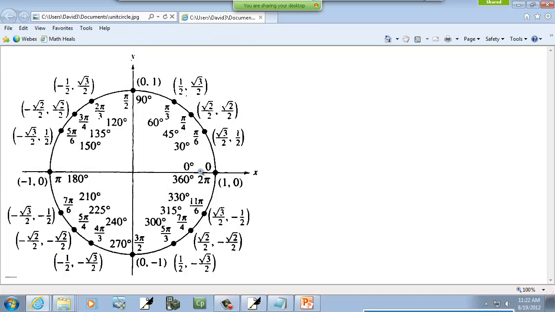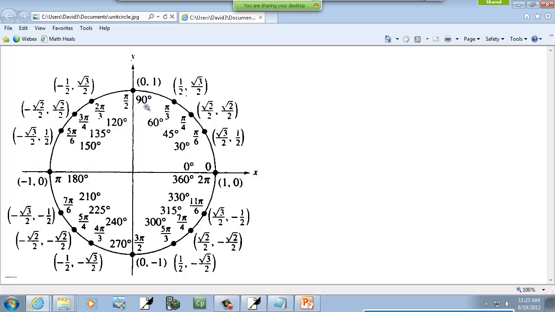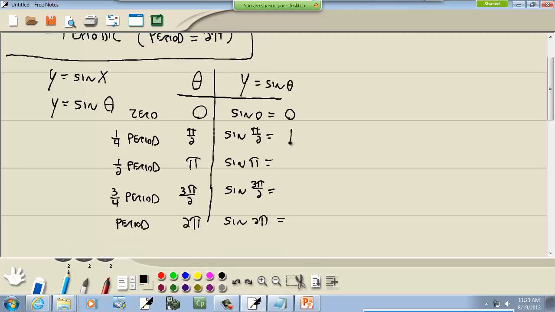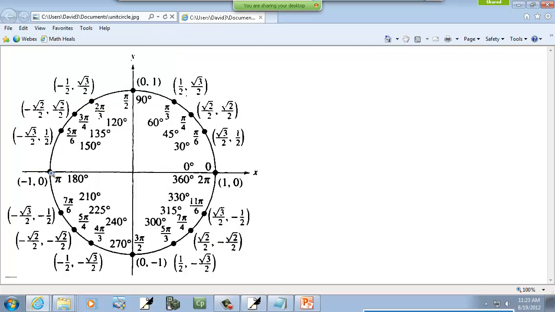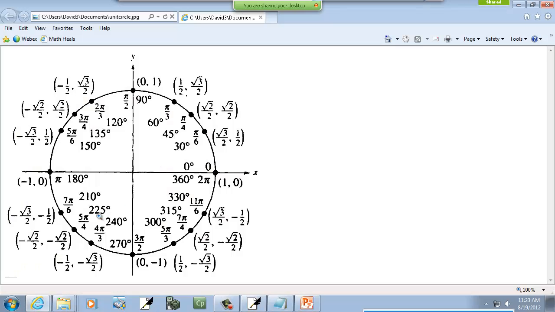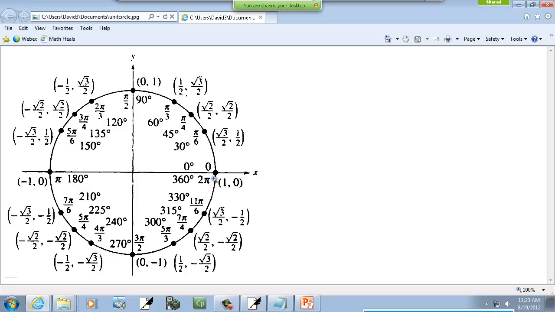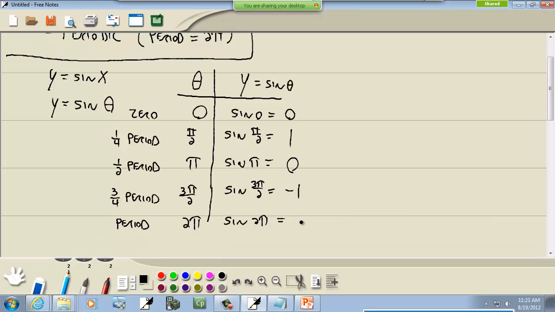Sine of 0. We already said here's 0 degrees. Sine is our y part, which is 0. Sine of pi over 2. Well, here's pi over 2. Sine is our y part, which is 1. Sine of pi. Here's pi. Sine is our y part, which is 0. 3 pi over 2. Here's 3 pi over 2. Sine is our y part, which is negative 1. And sine of 2 pi, I'm back to the beginning, so it'd be back to 0.